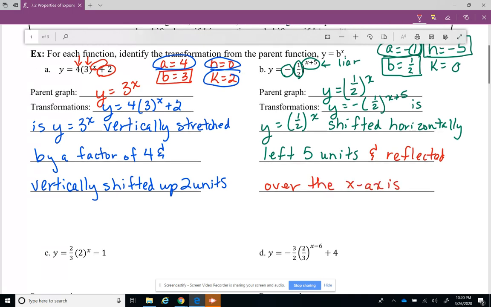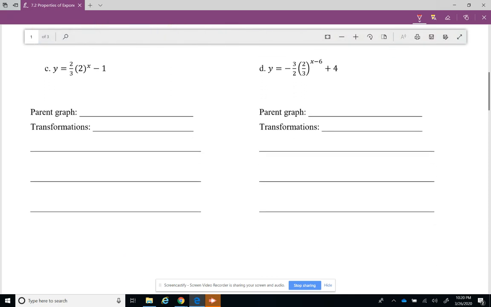All right, problem number 3. I'm going a little bit quicker because this is a little bit longer lesson. Here is my parent graph: y equals 2 to the x. What is my a? It's 2/3. My b is 2. I've already used that one, so I won't use it again. My h, I don't see an h, so it must be 0. So we're not going to really use that one. And then what's my k? -1. So you're going to focus on the 2/3 and the -1.